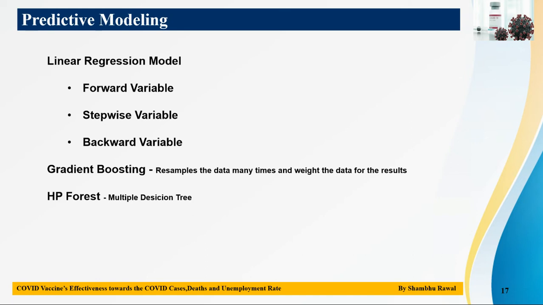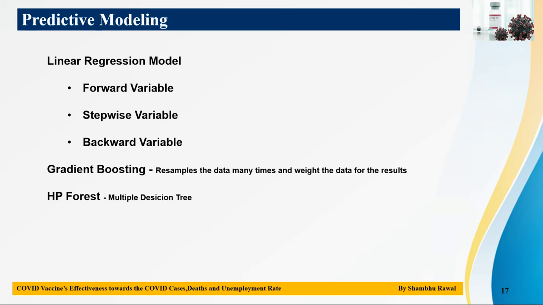Linear regression model, where I used four different variables: forward variable, stepwise variable, and backward variable. The linear regression helps to get the line that fits the scatter data points. The line will help to predict values based on independent variables. This model calculates the best fitting line that minimizes squared error or distance.